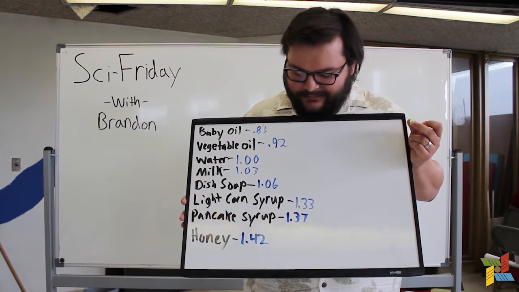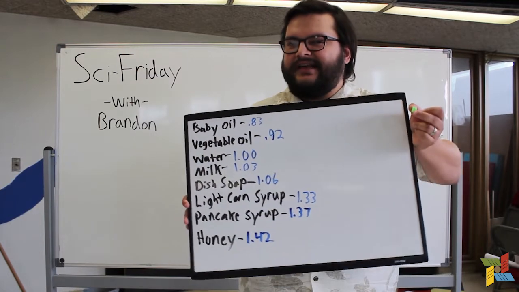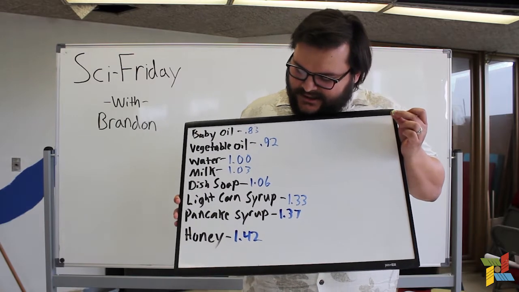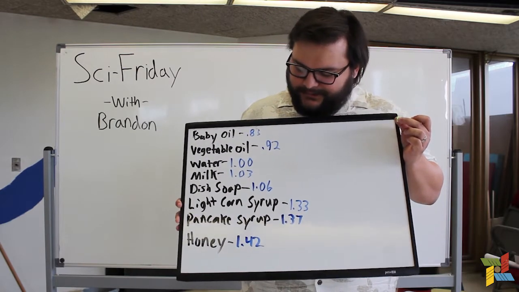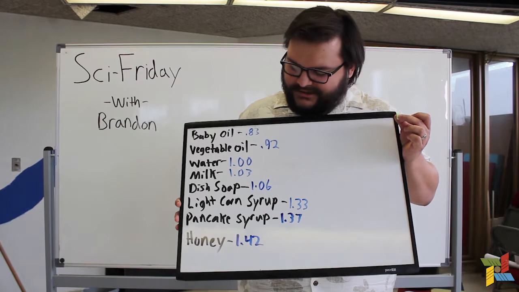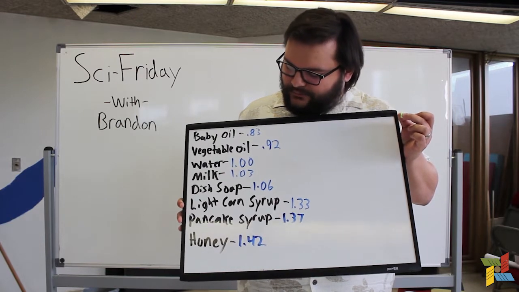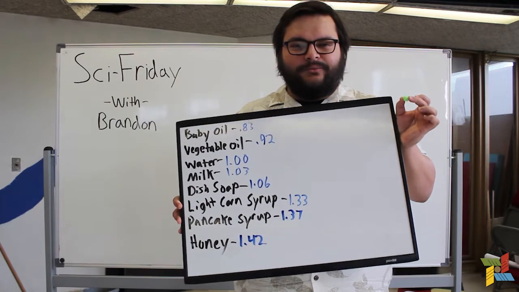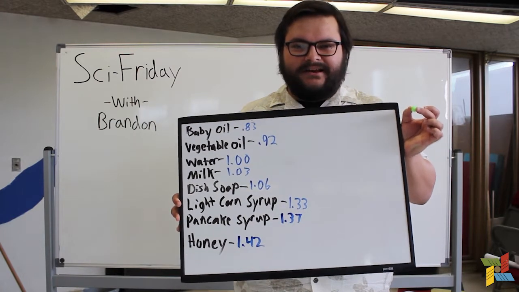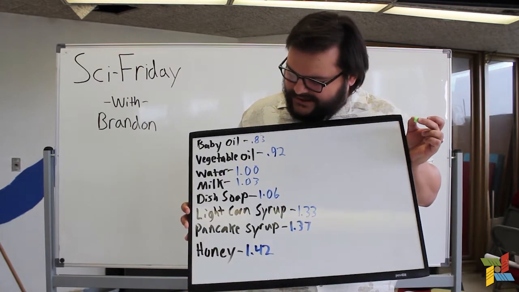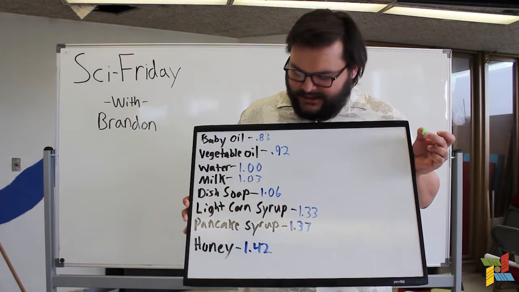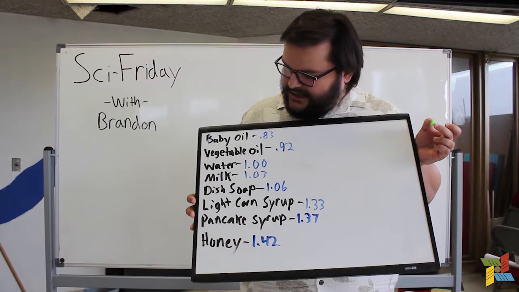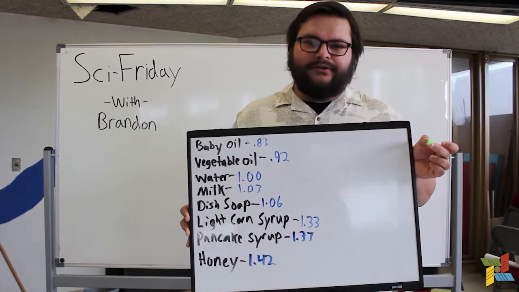So the pancake syrup, 1.37. So slightly less weight in the same amount of space. And then light corn syrup, 1.33. Dish soap, 1.06. Milk, 1.03. Water is always exactly 1 gram per cubic centimeter. Vegetable oil is actually lighter than water, so it's at 0.92 grams per cubic centimeter. And then baby oil at 0.83.